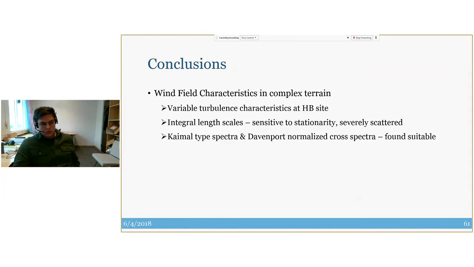So the first one is concerning the wind field characteristics. Here we can say that we observed variable turbulence characteristics. The integral length scales are in general problematic. They are sensitive to stationarity, and they were severely scattered. So in design, it would be wise to avoid the use of those. Kaimal-type spectra and a Davenport-type normalized cross spectra were found suitable to describe the wind characteristics.